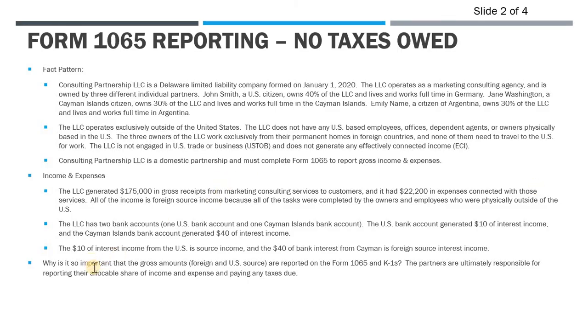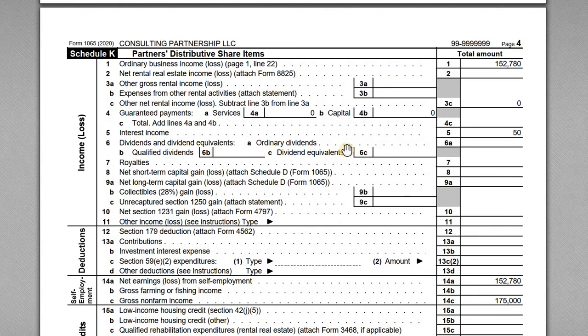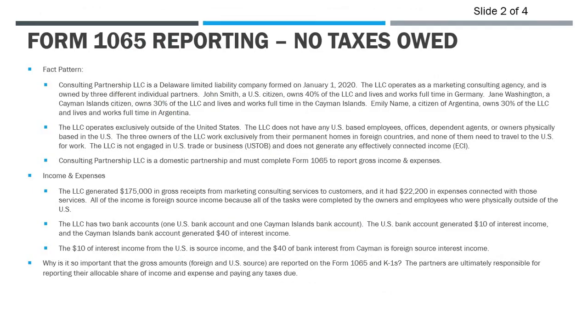Now, why is it so important that gross amounts are reported on the 1065 and the K1s? This is because partnerships are fiscally transparent, right? So the partners are ultimately responsible for reporting their income and paying any taxes due. Even though this entity is not doing any withholding, and it's not treating any of this as U.S. source ECI connected with a U.S. trade or business, it wants to provide all the information to its partners, and then the partners figure out whether or not they've got to do anything with it. And so in this fact pattern, this illustrates clearly why you can't leave these forms blank.